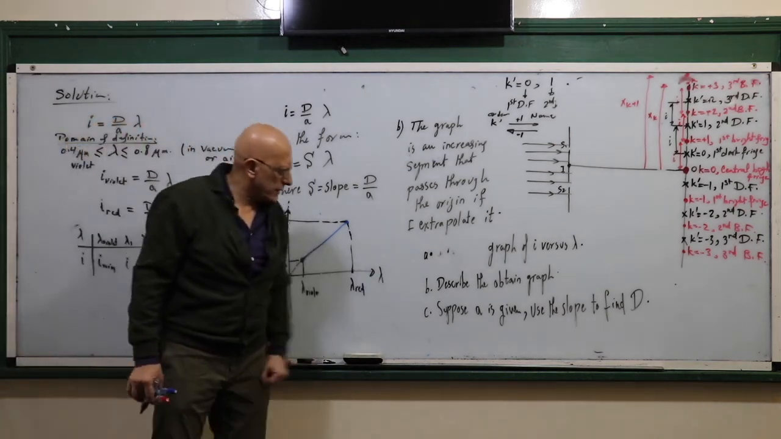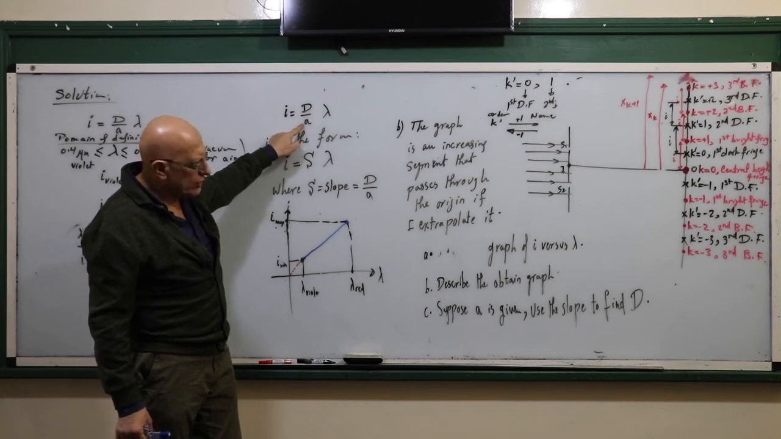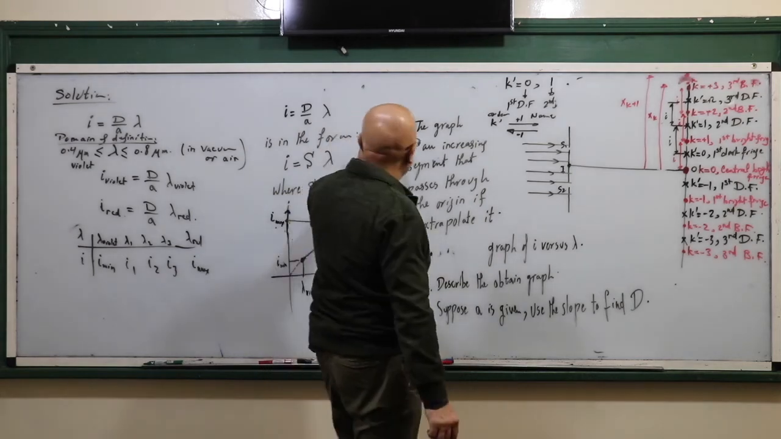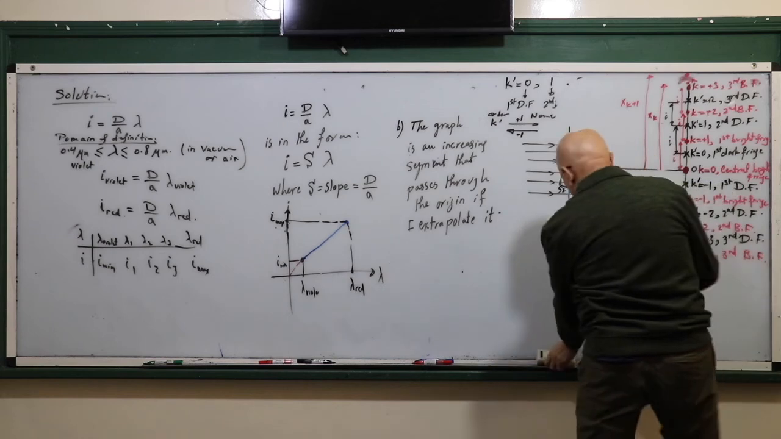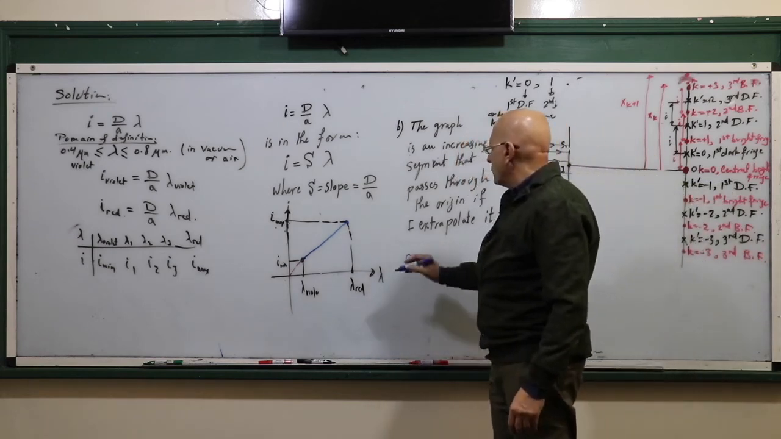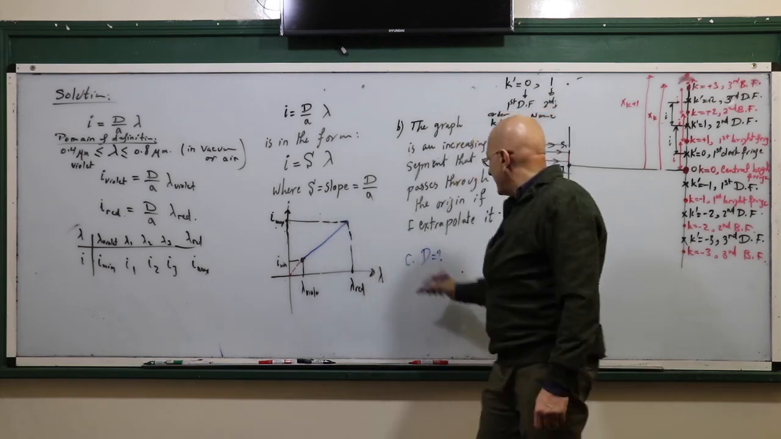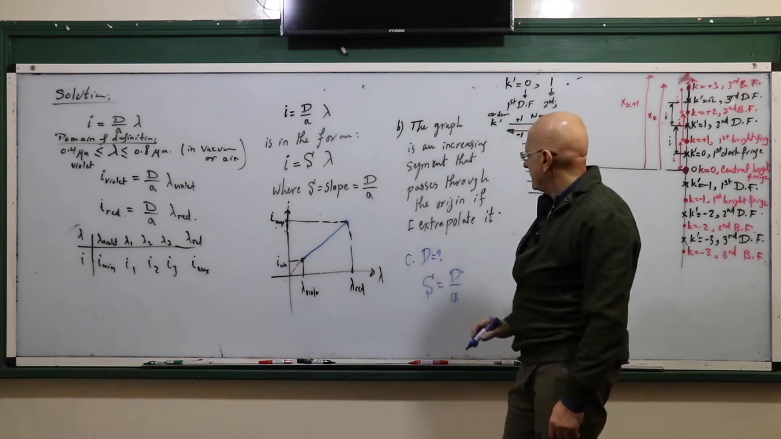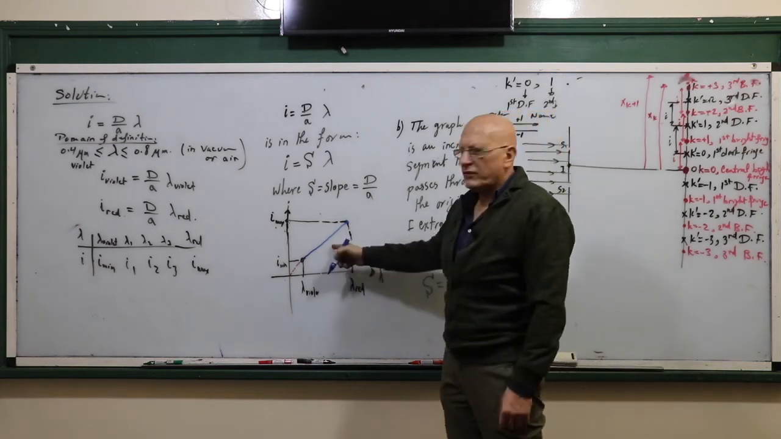Last part, suppose A is given. You have A, okay? Use the slope to find D. I am going to use it to find D. So part C here. Part C, I want to find D using the slope. We said that the slope is equal to D over A. Okay, this is given. I want D. I have this segment.